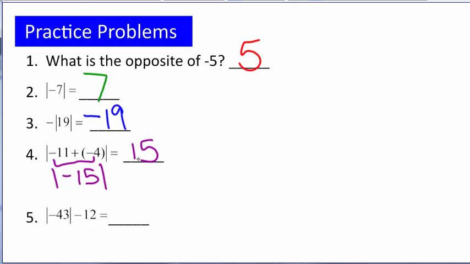Number 5. The absolute value of negative 43 minus 12. The absolute value of negative 43 is positive 43. So I want to take 43 and subtract 12, and I will get 31.